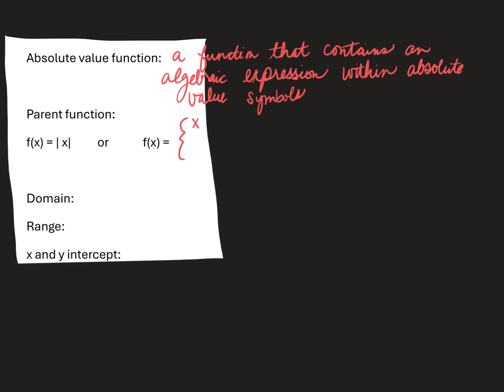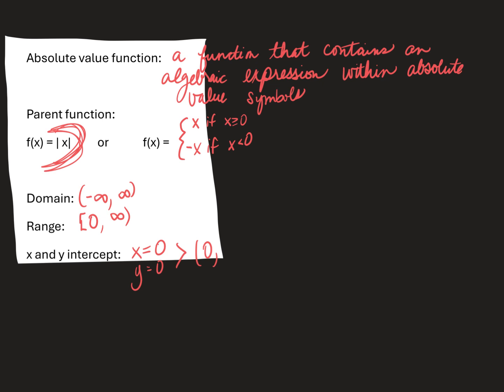F of x equals x if x is greater than or equal to 0, and f of x equals negative x if x is less than 0. Those are both acceptable for absolute value functions. To be honest, this is the one that's used most regularly, not the piecewise function. The domain for absolute value functions written in this form is all real numbers or negative infinity to positive infinity. The range is all non-negative real numbers, which is from 0 to infinity. And the x and y-intercept are both 0. The x-intercept is 0, the y-intercept is 0. Or it can be written as the ordered pair 0, 0.